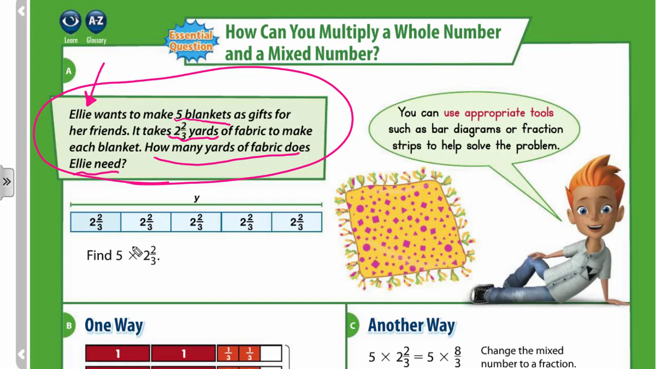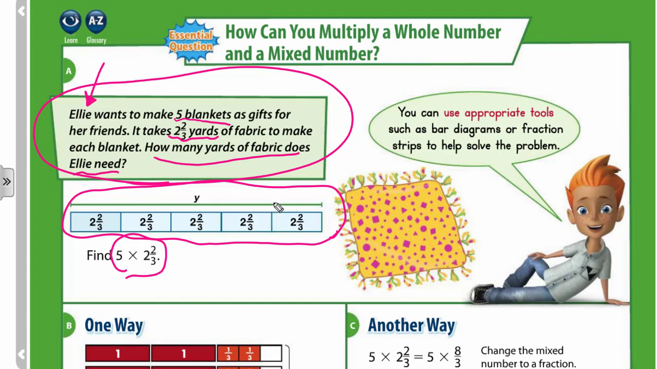Yes. Of course, my heroes, as you see here, we need to repeat the 2 and 2/3 yards. So that's why we are multiplying 5 by 2 and 2/3 yards. And we also have a diagram to show us what we're doing. From this diagram, you see that we may use addition also, adding the first to the second to the third, because you are repeating. But in this lesson, we are using multiplication.